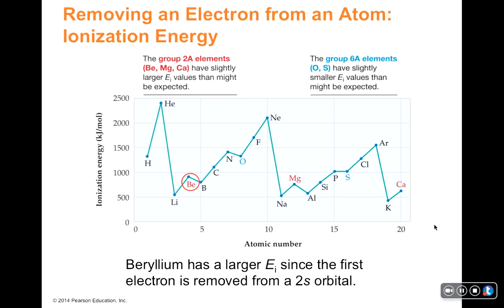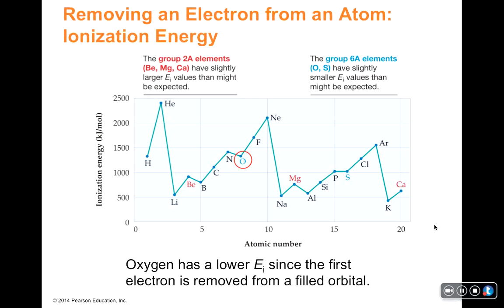We do see some slight, I don't know, it's not really anomalies, but it's just irregular from the pattern, a trend that we saw. And that's for the 2A elements, which have slightly larger ionization energies than you might expect. But if you consider that they have a filled 2s orbital, removing that electron from the 2s orbital is slightly unfavored. So you're going to see their energies be a little bit higher than you might predict. And oxygen has lower because it's the first electrons removed from a filled orbital.